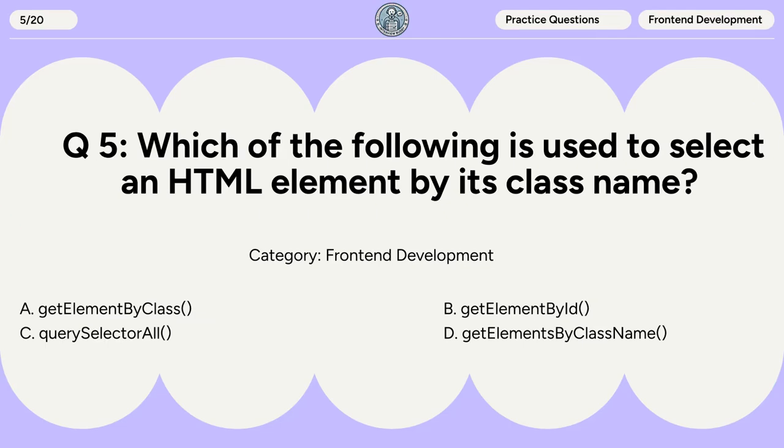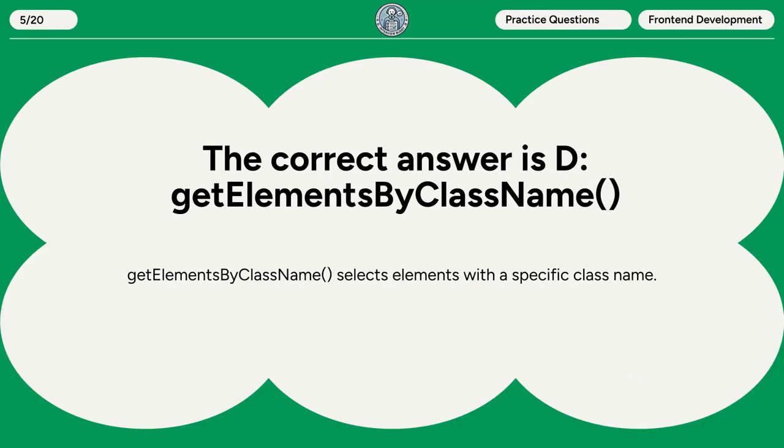Question 5. Which of the following is used to select an HTML element by its class name? A. Get element by class. B. Get element by ID. C. Query selector all. D. Get elements by class name. The correct answer is D. Get elements by class name. Get elements by class name selects elements with a specific class name.